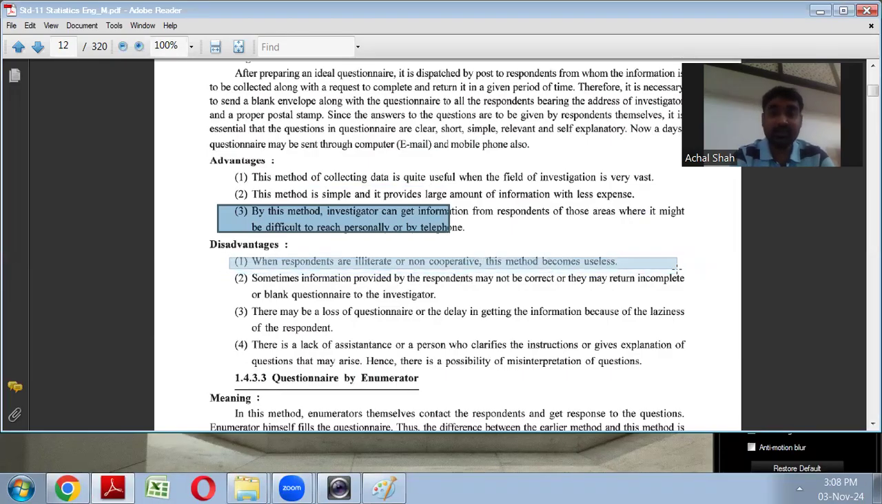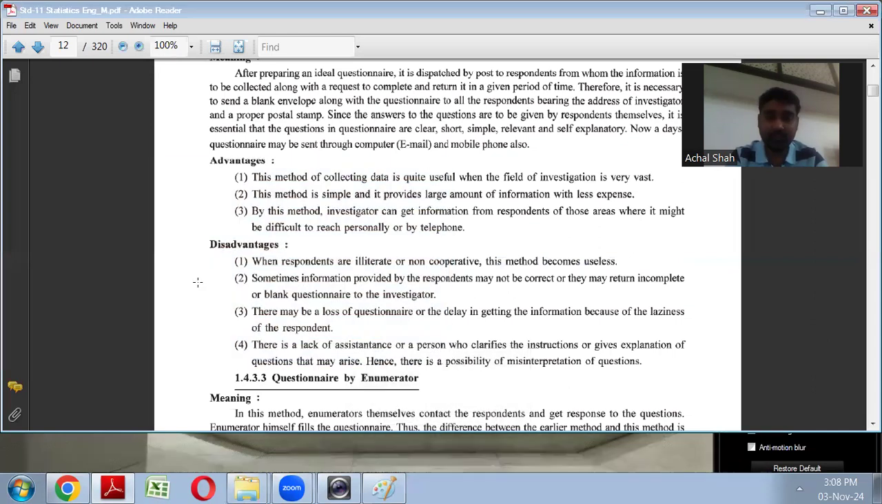Disadvantages now. What can be the disadvantage of this method? When the respondents are illiterate or they are non-cooperative, this method will be useless because in that case, they won't be able to answer on their own. They will get confused with the questions mentioned in the questionnaire.